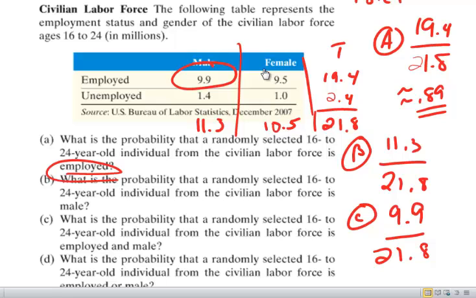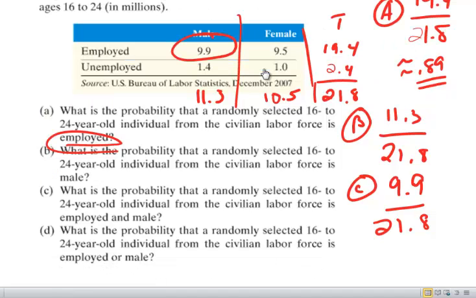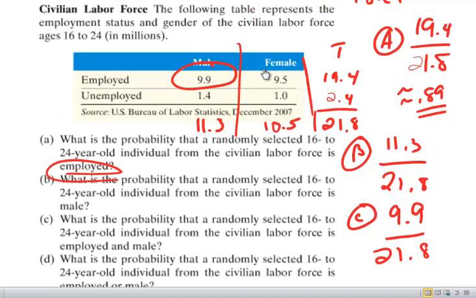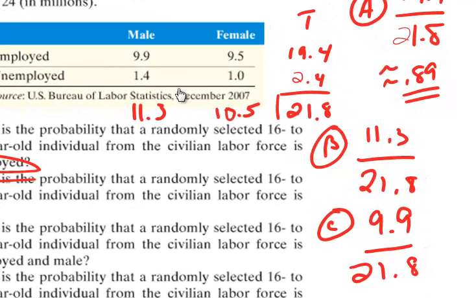And finally, part D: the probability a randomly selected 16 to 24-year-old individual from the civilian labor force is employed or male. Okay, so let's think about this. If they're employed, we're going to include them. And if they're male, we're going to include them. So what are we going to include? Let me erase this right here. It's getting a little sloppy. Think about it for a second. Go ahead and pause the video. See if you can get this one to come out.